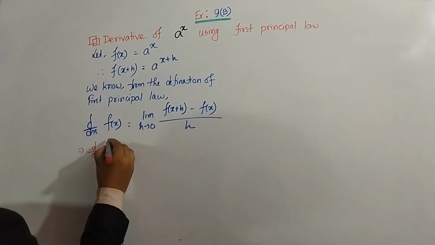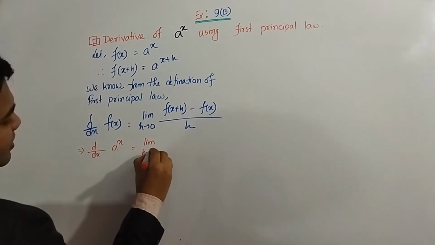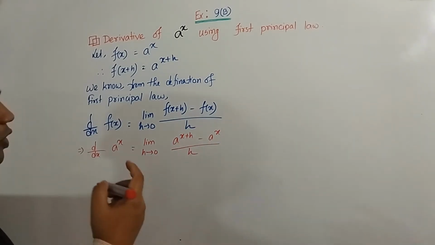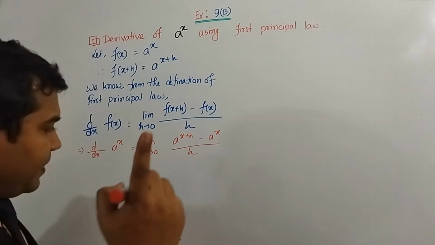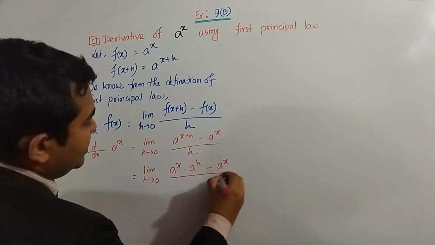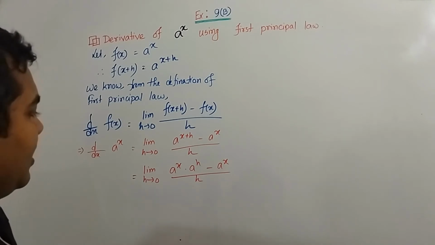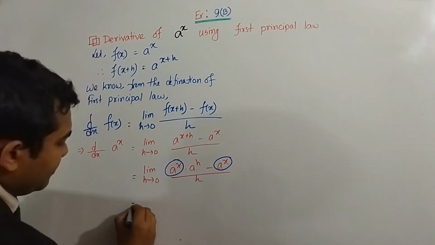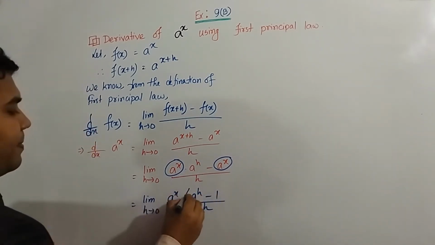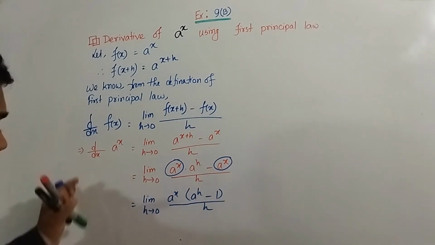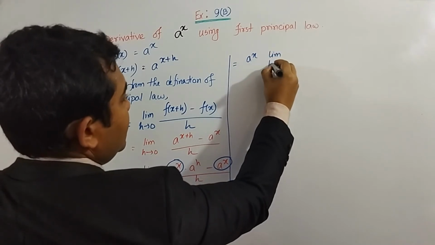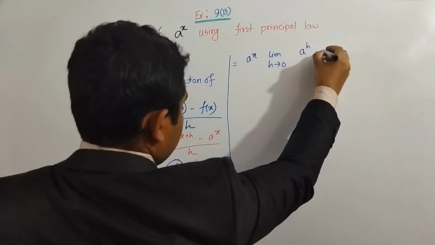Just putting the value of it here, d/dx of f of x, that is a to the power x, equals limit h tends to 0 of a to the power x plus h minus a to the power x divided by h. You have already known that a to the power x plus h can be written as a to the power x into a to the power h, so we get limit h tends to 0 of a to the power x into a to the power h minus a to the power x divided by h. If we take common a to the power x, then we can write limit h tends to 0 of a to the power h minus 1 divided by h. And obviously a to the power x comes in front of the limit part: a to the power x times limit h tends to 0 of a to the power h minus 1 by h.